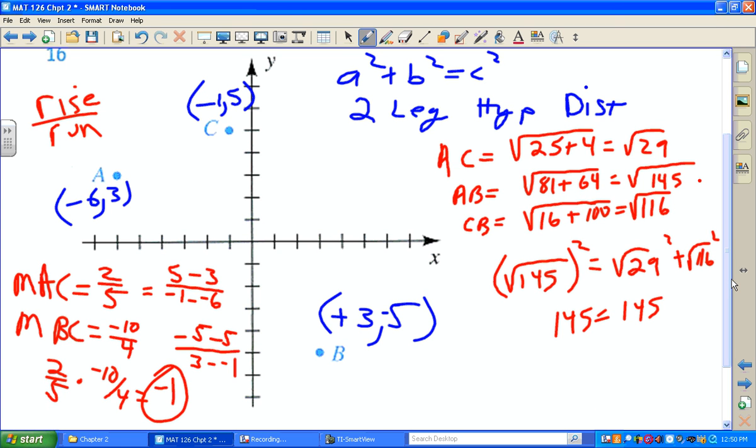Ready to move on? Okay, waiting. Which one are you, slope or distance? So would that just be your answer to prove that it's a right triangle? It is. Well, all the work. Yeah, all the work would be it. Satisfy the Pythagorean theorem. That's what you needed to do.